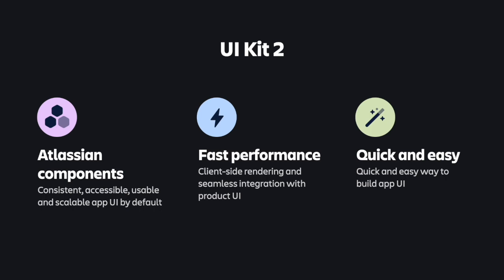UIKit 2 is the latest evolution of UIKit, which is the native offering on Forge for building UI. And it comes with Atlassian components out of the box, which helps you build consistent, accessible, scalable, and usable app UI by default. The client-side rendering and seamless product integration to the UI means there's faster performance for your apps. And it's super easy to create apps with UIKit, which eventually will end up looking like Atlassian products.